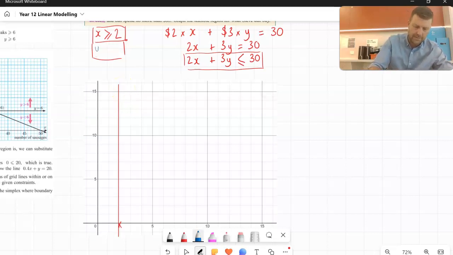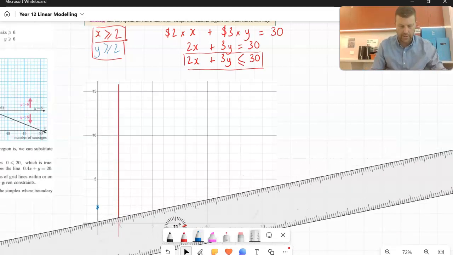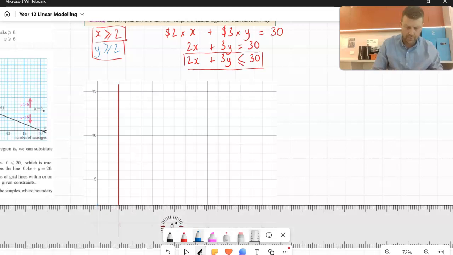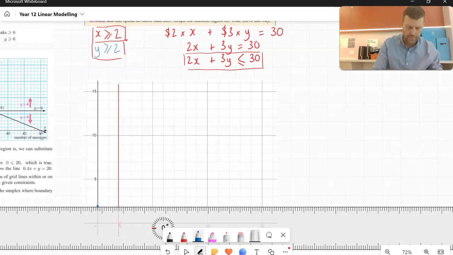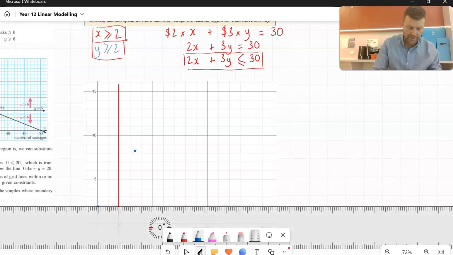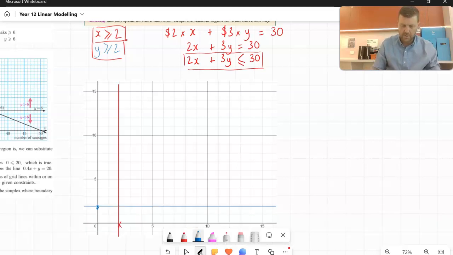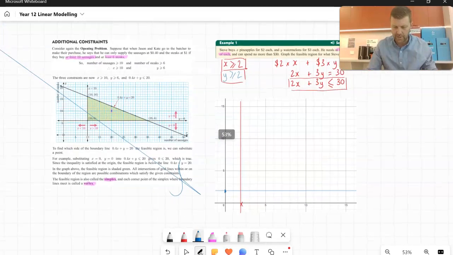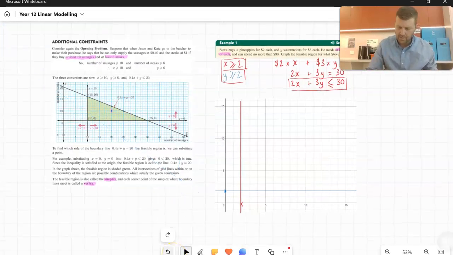Y is greater than or equal to 2. So on my y-axis, I'm going to find the value 2. There it is. Get my ruler and draw a straight line through 2. This line represents the equation y is equal to 2, which is my boundary line. Sorry, I'm not sure what happened there. Let's get rid of that. Y is equal to 2.